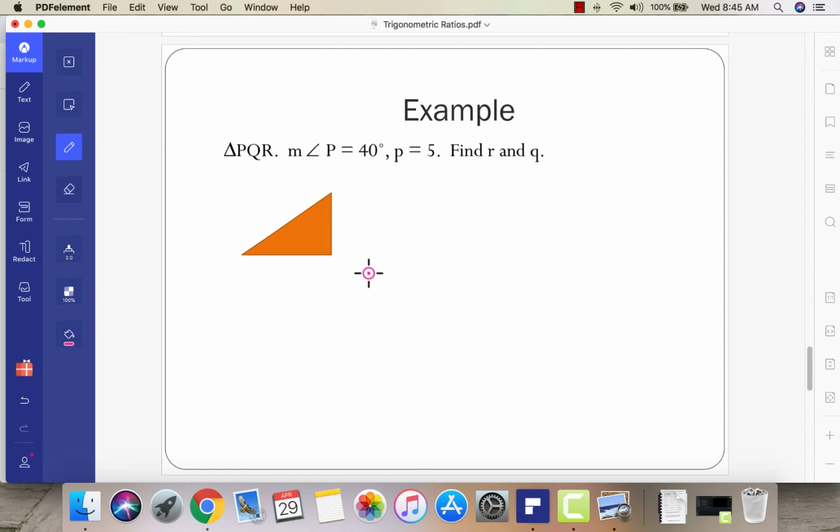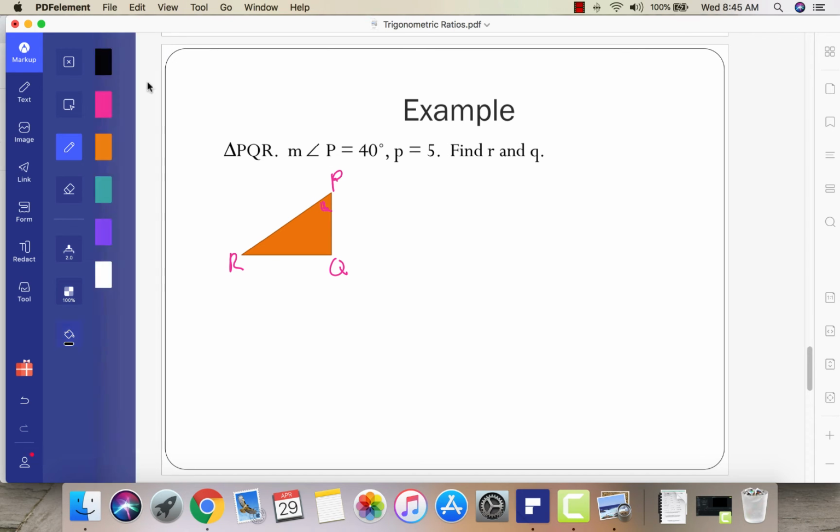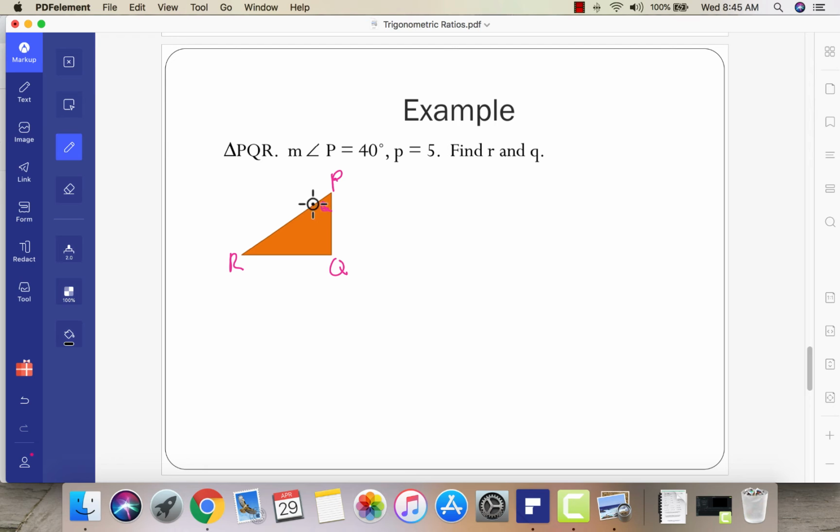Alright, so this should be PQR, and this angle here is 40 degrees. Well, let's change our color. It's kind of hard to see. Okay, and it says that side P, which will be this side right here because it's opposite of the angle, is going to be 5. And then this is Q and this is R. The sides are opposites of the angles.